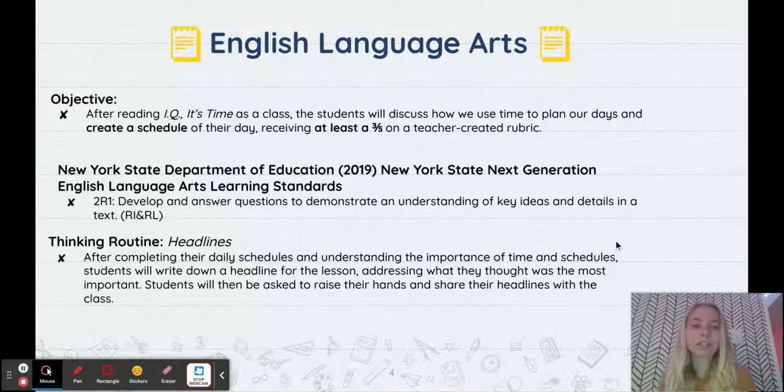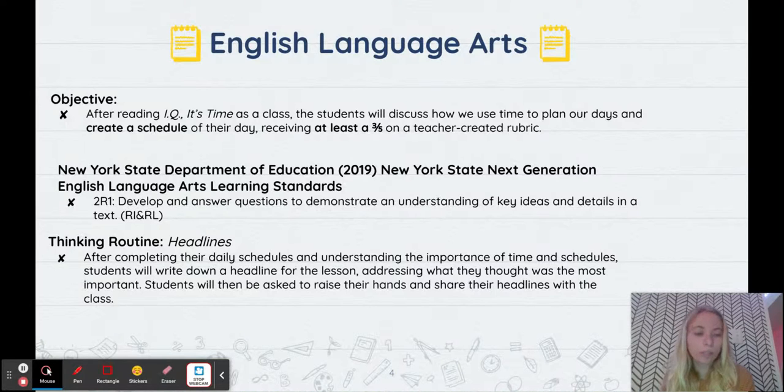The English Language Arts lesson for this unit, the objective: after reading It's Time as a class, the students will discuss how we use time to plan our days and create a schedule of their day, receiving at least a 3 out of 5 on a teacher-created rubric. The standard that this lesson reaches is develop and answer questions to demonstrate an understanding of key ideas and details in text.